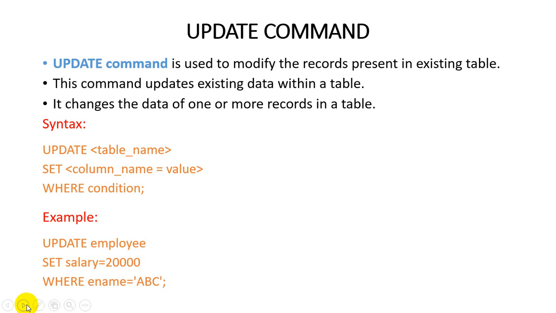Update is a keyword where we need to update our record. It is part of the employee table, so we need to provide the table name. Set is a keyword. We want to update salary to 20,000 of a particular record where ename is ABC. So in the employee table, wherever we find the ename column with the value ABC, we update the salary to 20,000. So it is an important DML command.